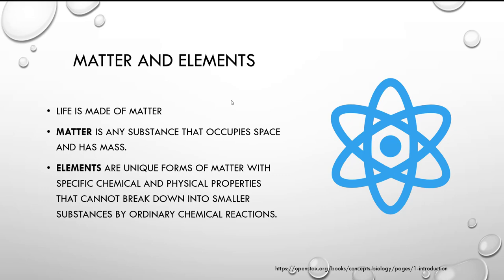Okay, so just like we classify our different organisms into specific species, we classify our different elements based on their specific chemical and physical properties. So an oxygen atom has a specific chemical and physical property that is different than carbon, and that's different from nitrogen, and that's different from hydrogen, and so forth. All right. And since living things are made of matter, that's why we're focusing on that.